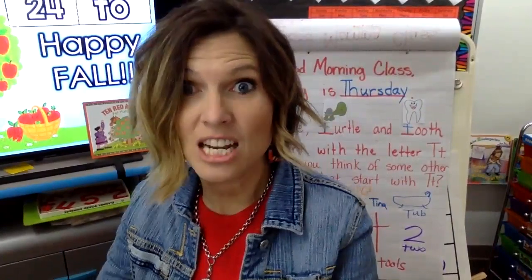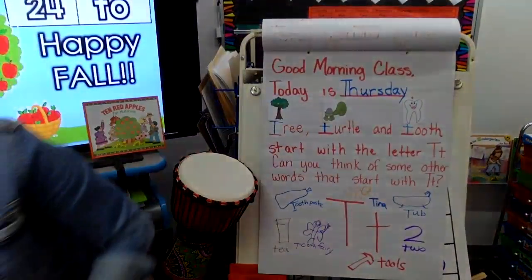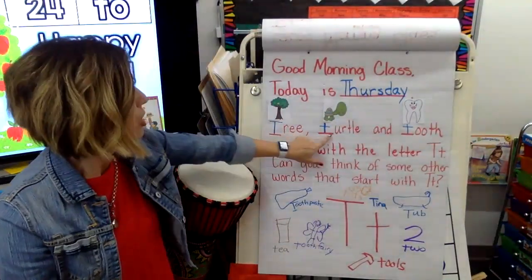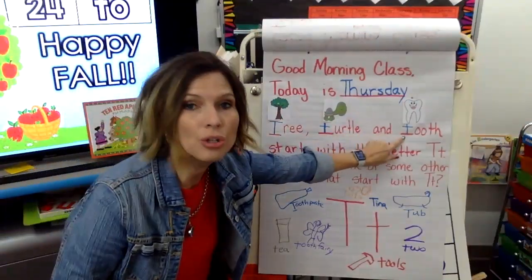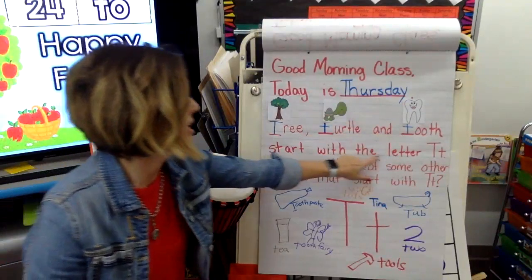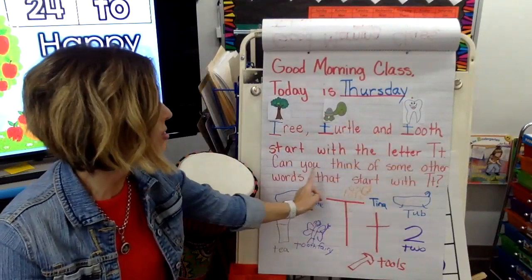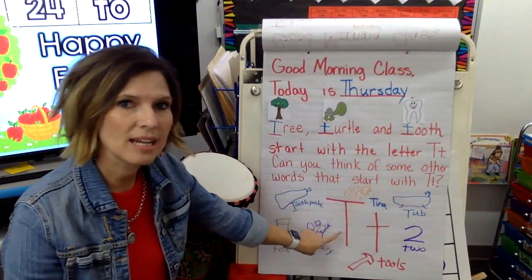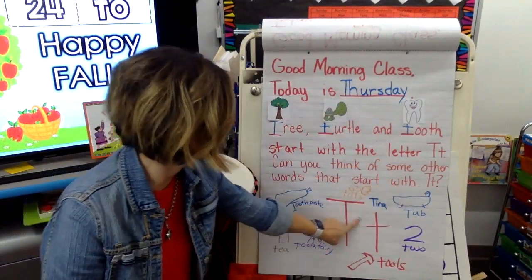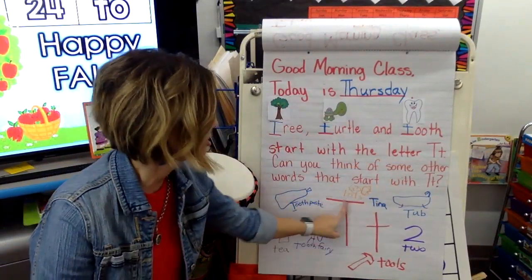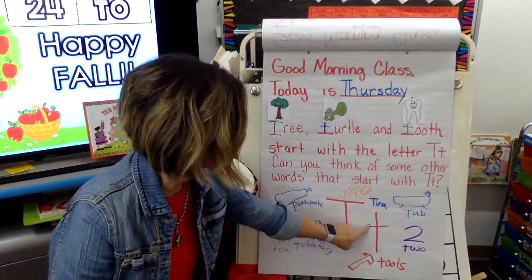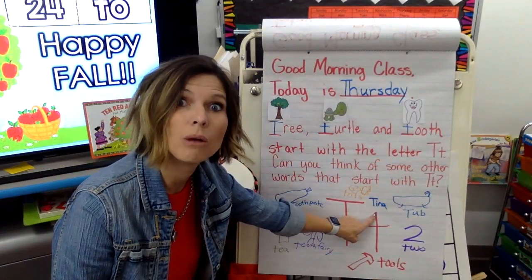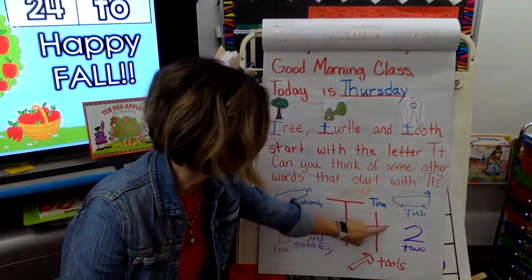So let's finish my chart. Okay, it says tree, turtle, and tooth start with the letter T. Can you think of some other words that start with T? And here's your capital T and your lowercase t. Make a tall stick and then cross it on the top. For the lowercase t, it's a kind of a tall T. It's like in between, a small and a tall. And then you cross it in the middle.